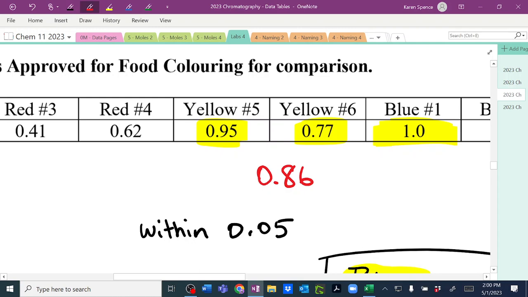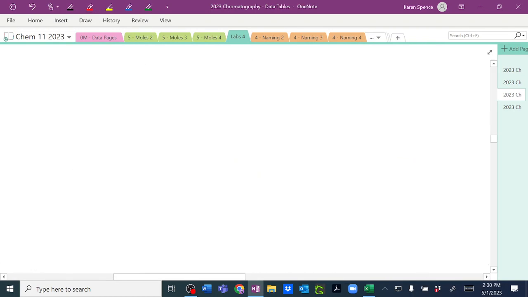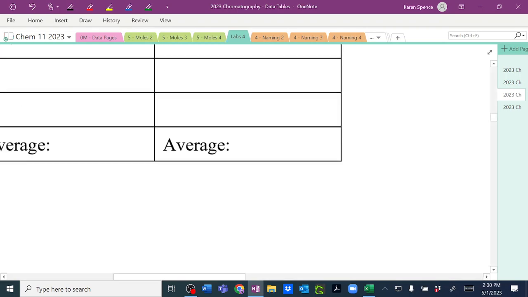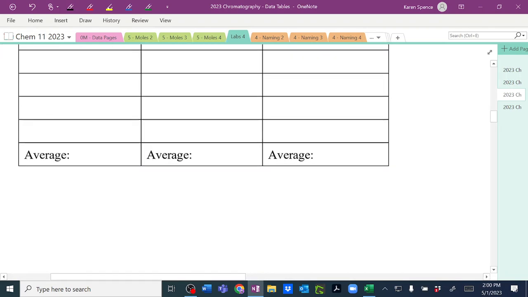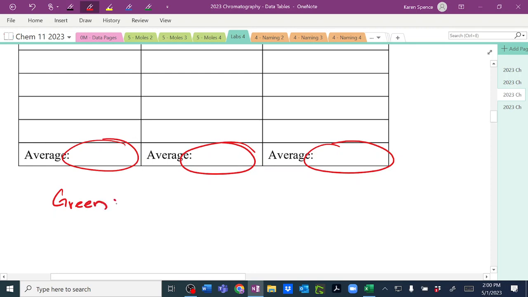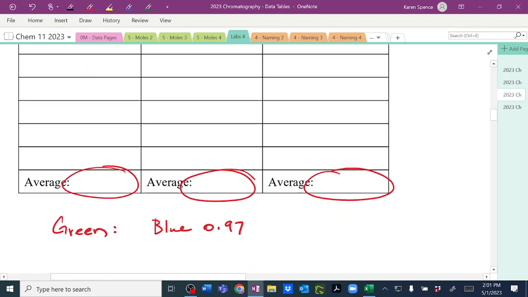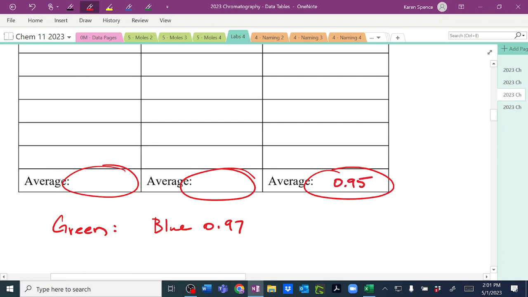The other thing you're going to do with your blue and yellow spots from the green is you're also going to compare them to the class averages. Okay, so you're going to say, I have my class average here, here, and here. When I had my green spot, let's say I had blue with 0.97, and let's say the class average for blue was 0.95, you could say, oh, that's a likely match.